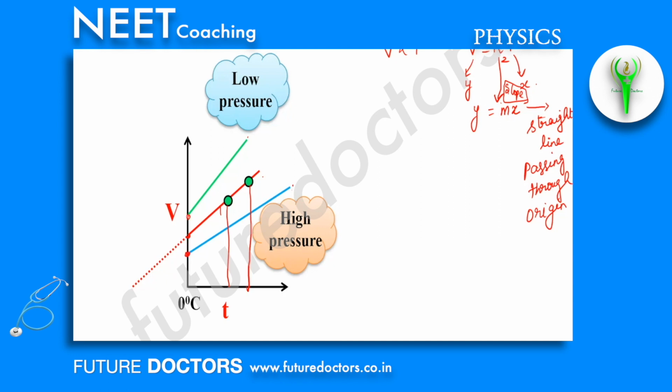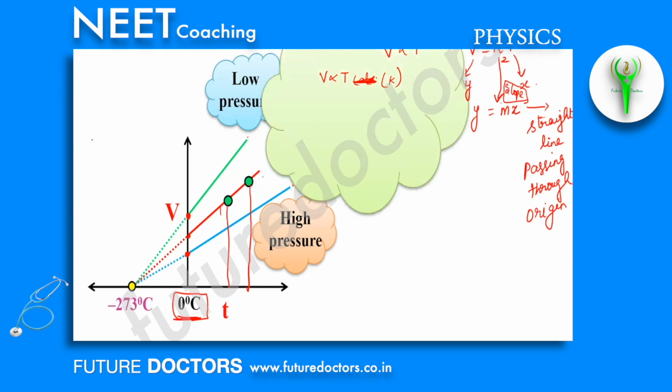Because what is Charles' law? Volume is directly proportional to the temperature, and the temperature should be in absolute temperature, in Kelvin. Here it is not Kelvin, it is only in degrees. So we are extrapolating the graph to minus 273 degrees, and now it meets 0.